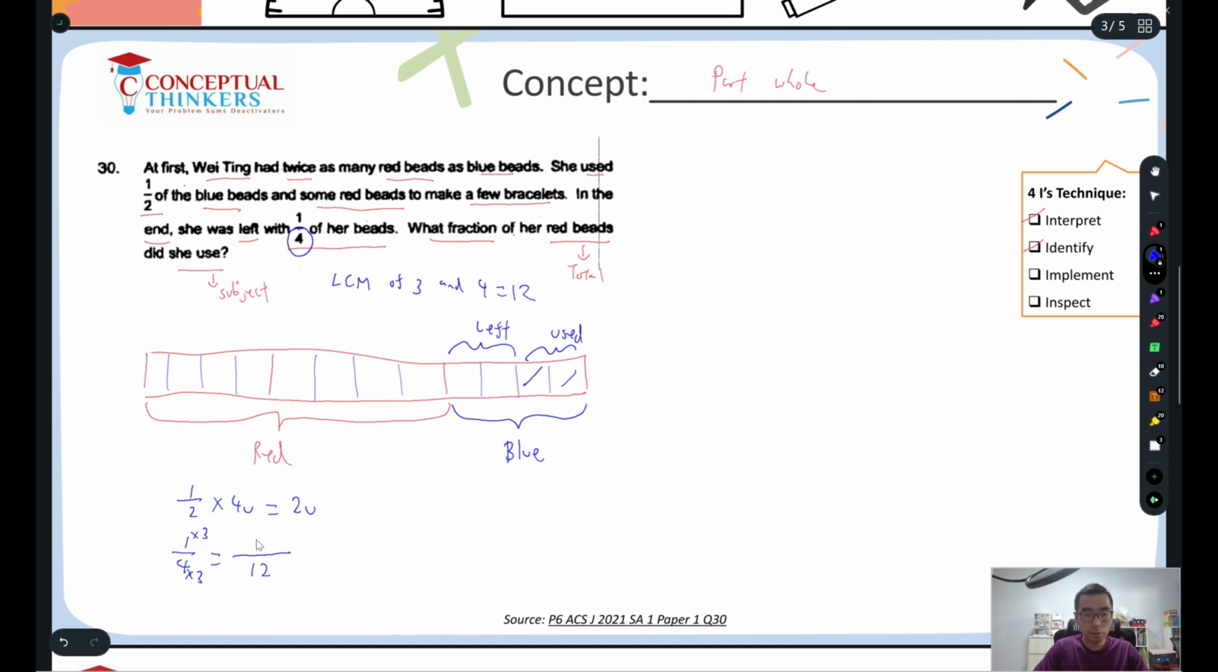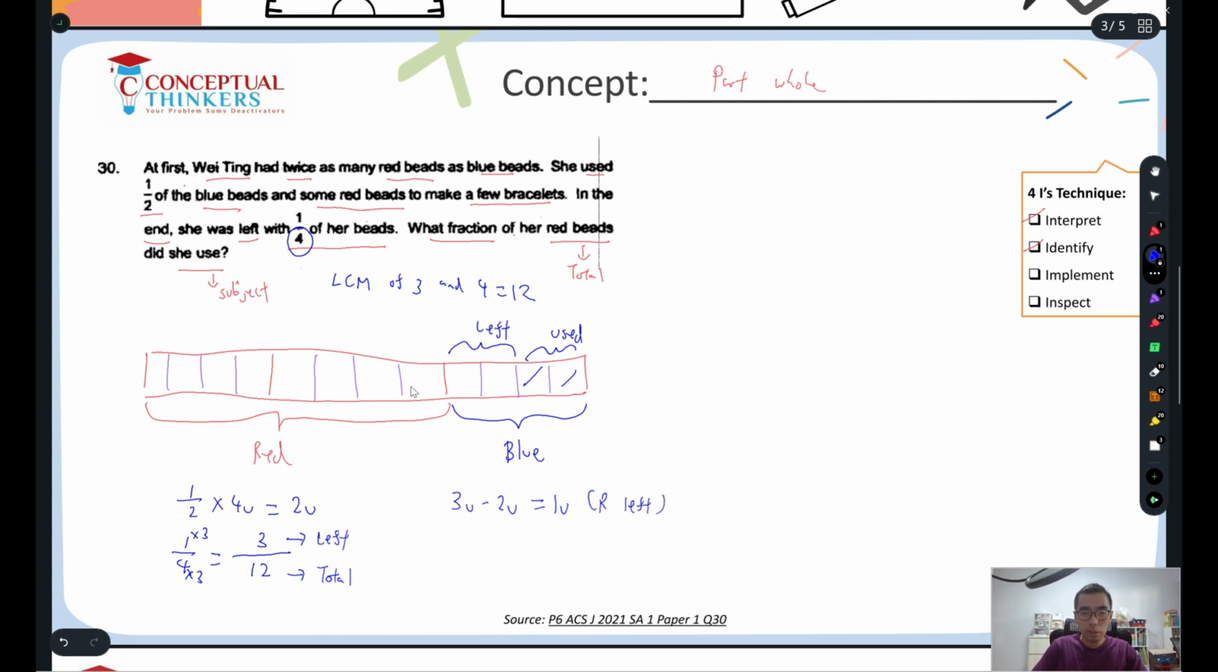So I get 12 here, and I have a 3 here. This fraction means that the numerator is the number of units left, sorry, should be left, and this will be the total number of units. Now if you look at the blue side, there will be 2 units left, right? So out of these 3 units, if I minus away 2 units, I'm left with 1 unit, and this will be the red left.